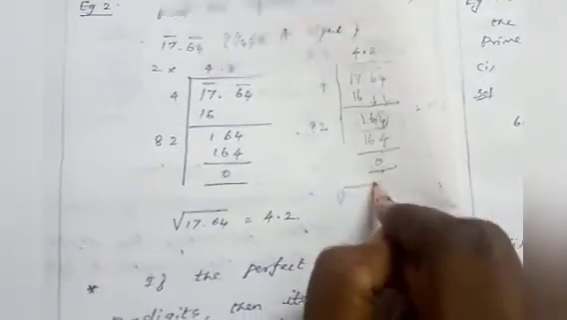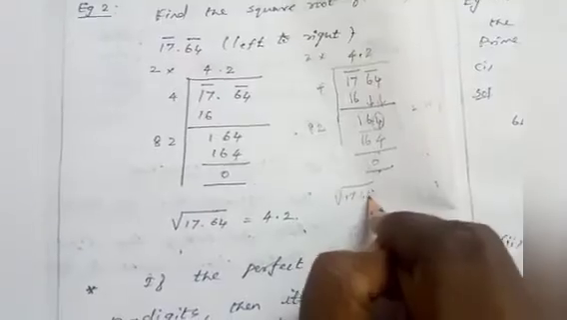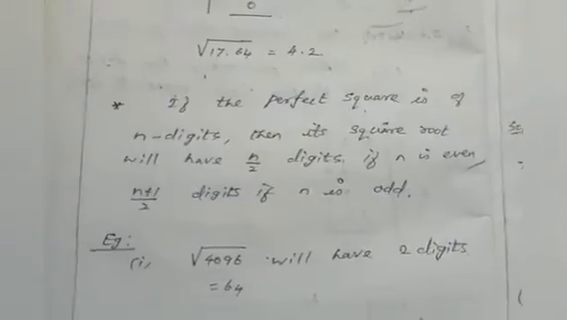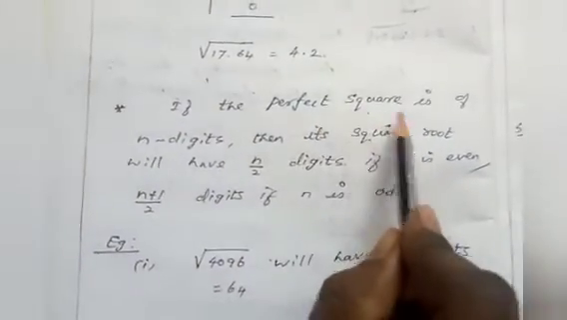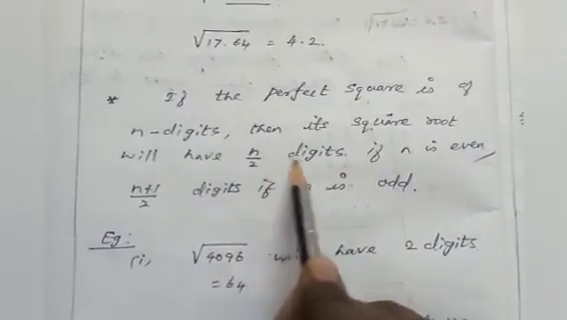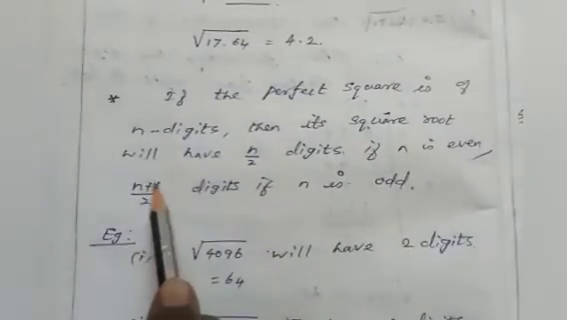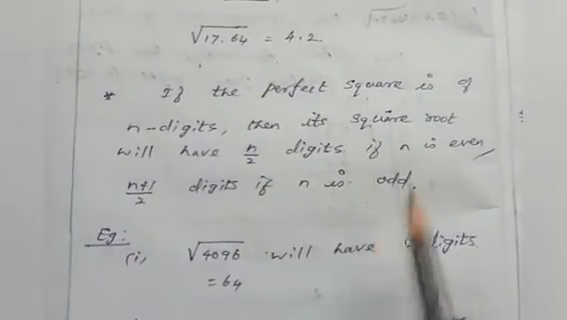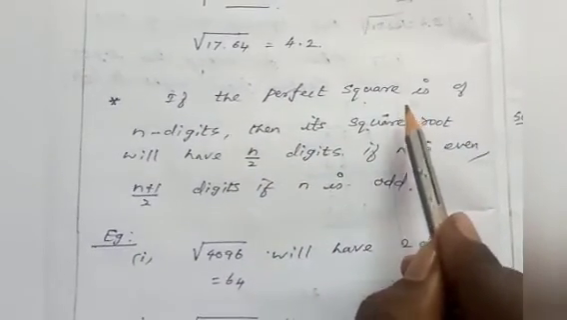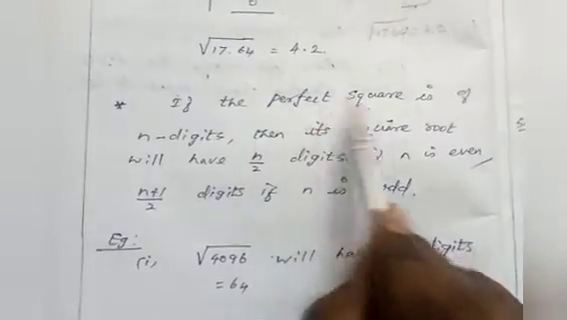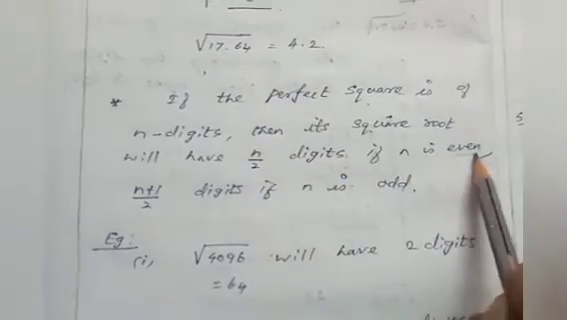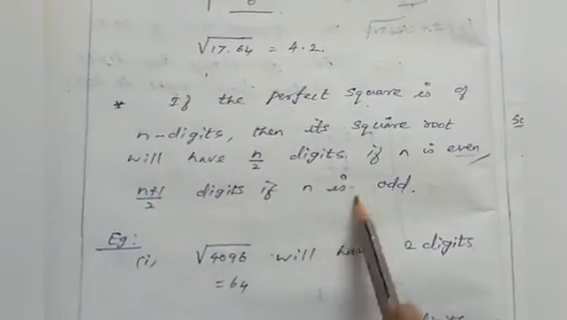Therefore, the square root of 17.64 is equal to 4.2. The next point: if a perfect square is of n digits, then its square root will have n by 2 digits if n is even, and (n plus 1) by 2 digits if n is odd.